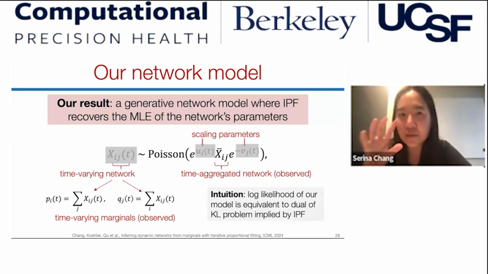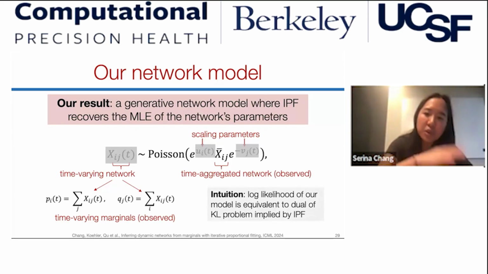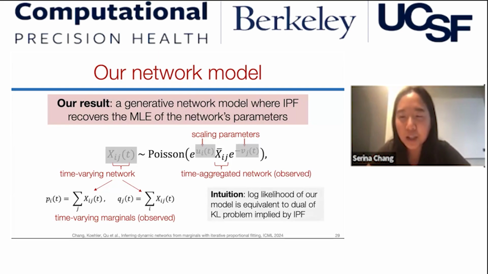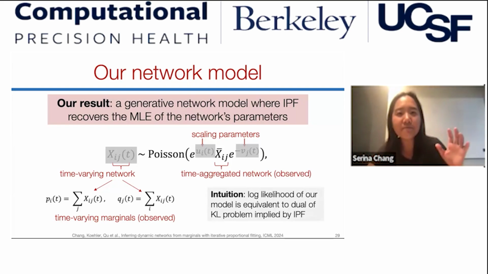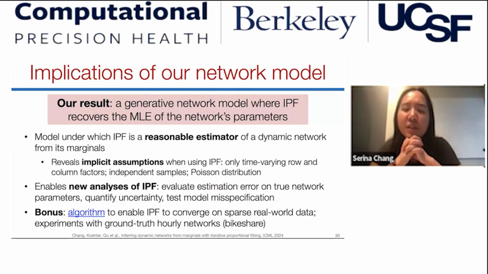So the U and the V, it's figuring out what U and V is in every time step. And the basic intuition for our proof is that the log likelihood of our model is equivalent to the dual of the KL problem implied by IPF. And so what are some implications of this result?